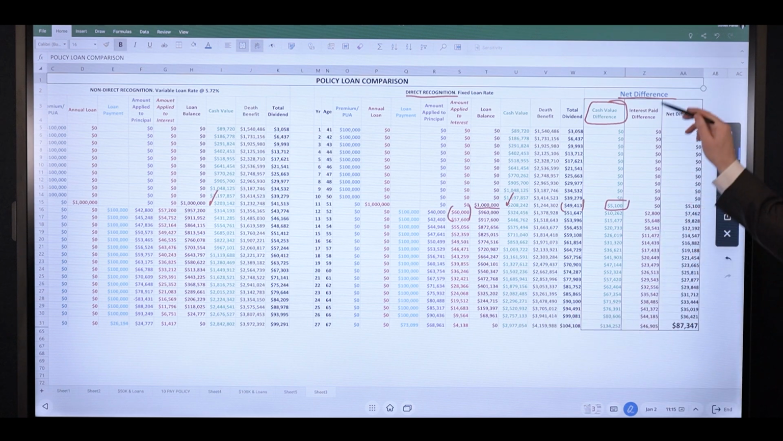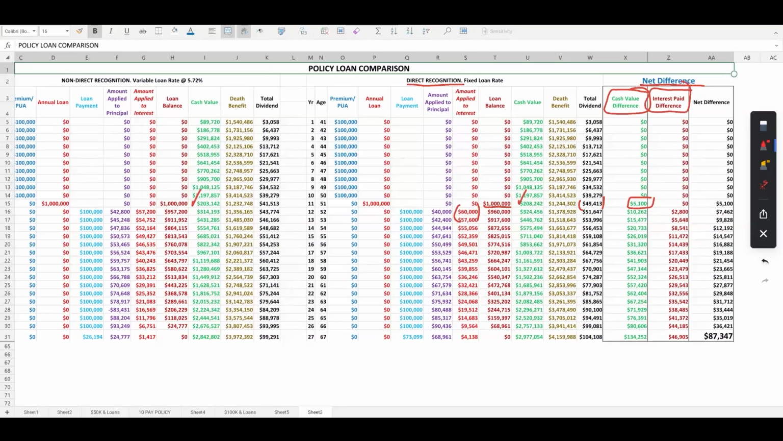So the next column, interest paid difference, will show how much more you paid in loan interest with the direct recognition option and the fixed loan rate at 6% compared to the variable loan rate of 5.72%. So the first year I make a payment, $60,000 went toward interest with the fixed loan rate compared to $57,200 with the variable loan rate. Net difference, $2,800. And there will be a difference every year. This column is going to tally up the total difference here.